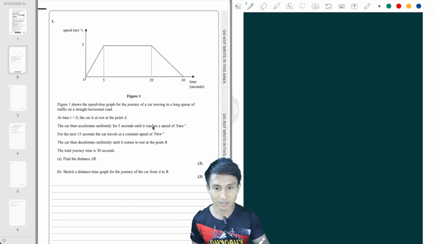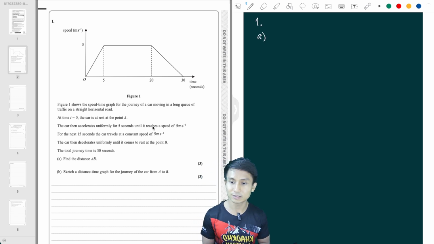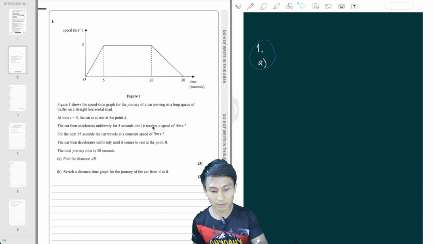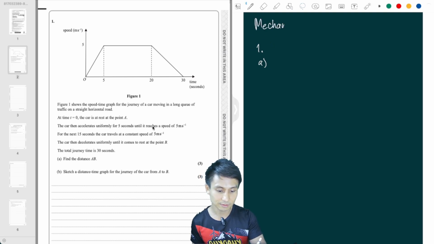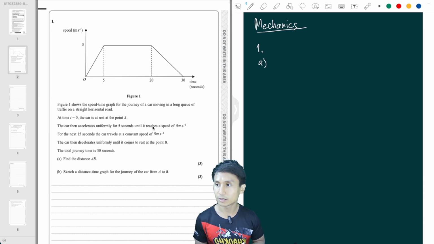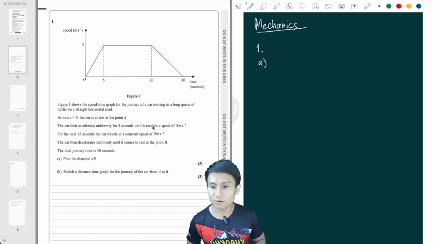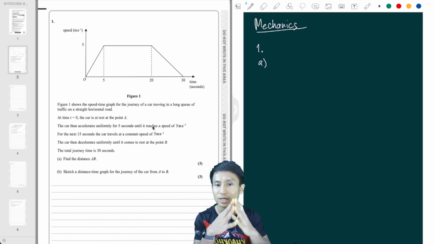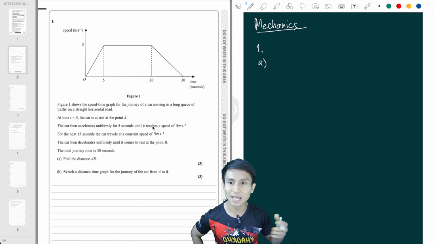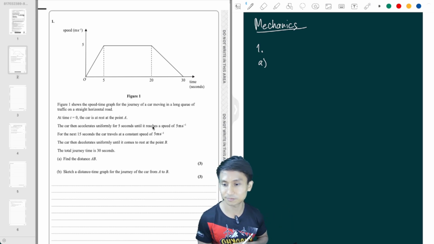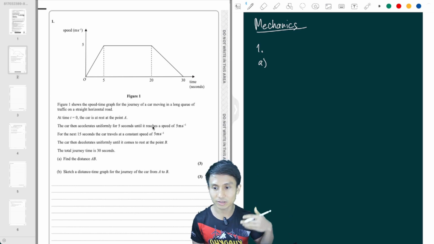So we find the distance AB. All right, so question 1A, find the distance AB. Just going to label this mechanics. Okay, so the area under the speed-time graph is the distance traveled. Because this is in one direction, we can assume the distance AB will basically be the area. In higher level mechanics, sometimes you don't move in a straight line. So distance AB is the area of the trapezium.